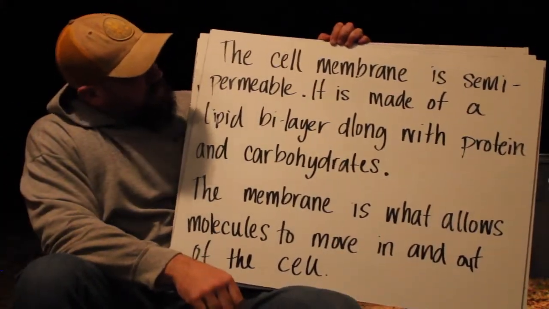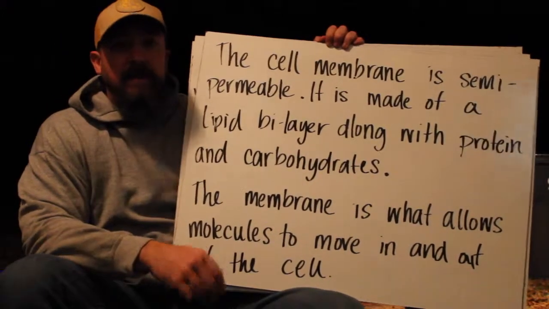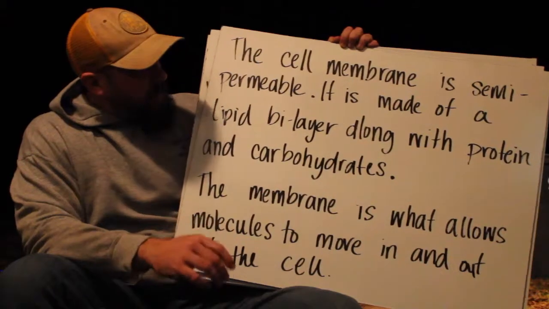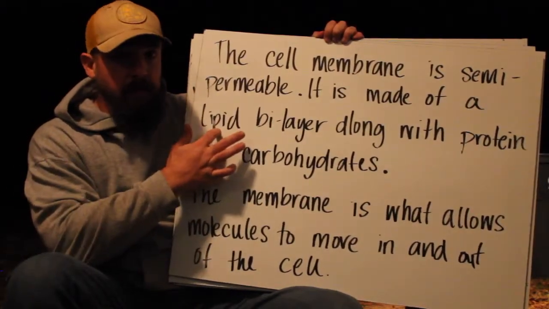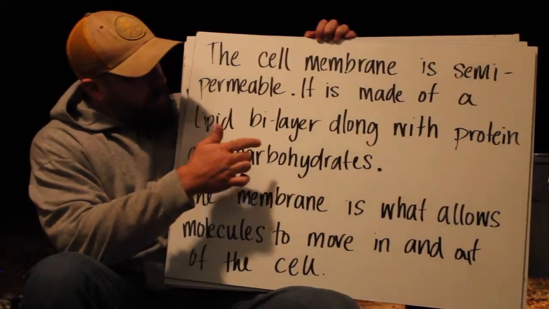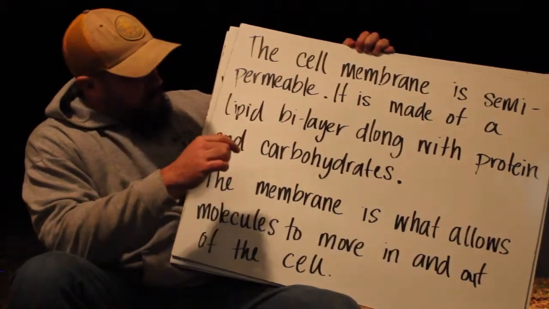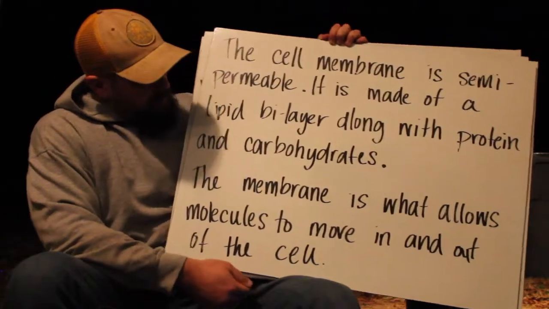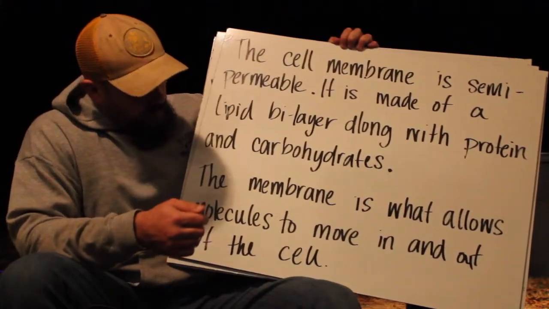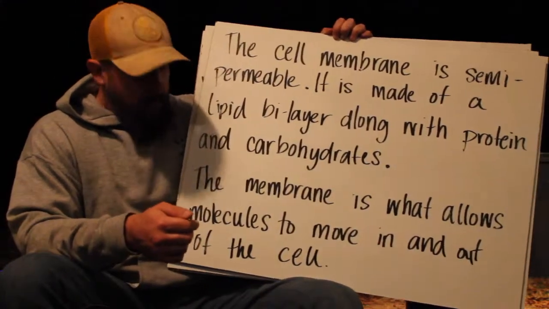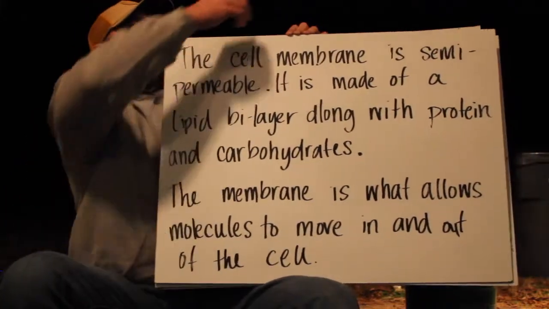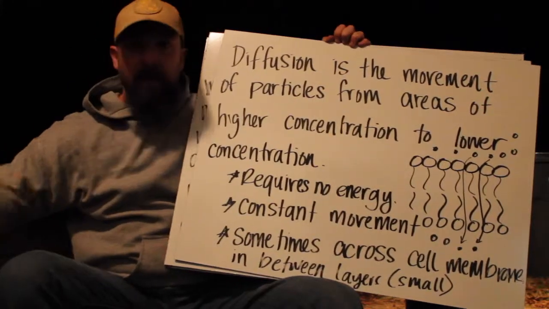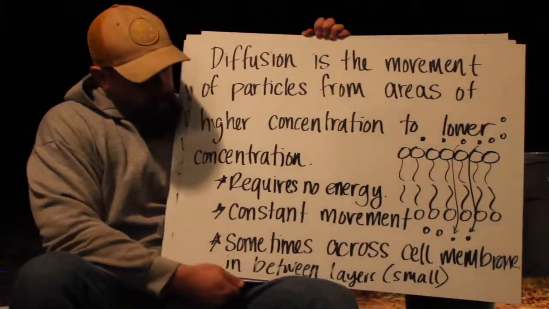The cell membrane is semi-permeable, which means it only lets certain things through in between the membrane. It is made of a lipid bilayer, one of those macromolecules from yesterday, along with proteins and carbohydrates, two more macromolecules. So, the membrane is what allows the molecules to move in and out of the cell and what controls the movement. Some of those things are small enough to move in and out without using any energy.